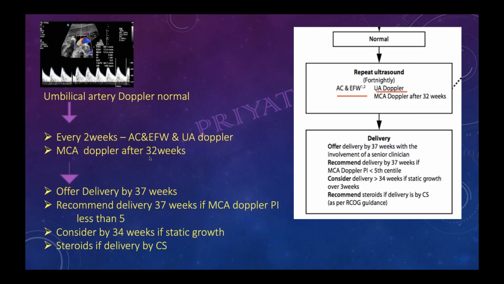You can even consider delivery by 34 weeks if the baby is not growing well for the last 3 weeks and the growth is static. Steroids you have to give if you are doing a cesarean section. So this is the sum up, and if you remember this, your questions are going to be correct all the time. Any question, guys, from here?